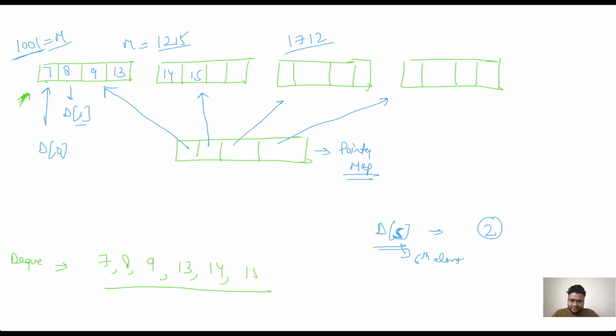So I will go to the next chunk, and in the next chunk I will iterate through the first 2 memory locations and find out my value, right? So that's how the memory gets allocated in case of DQ. We have different chunks of memory and we keep track of all these memory chunks using a pointer map, right? And that is how we will get the value.